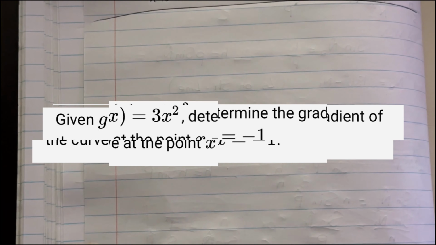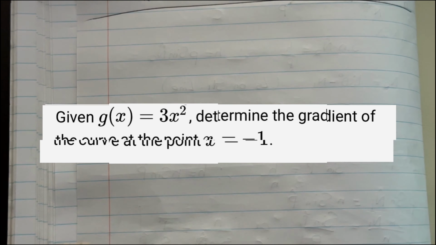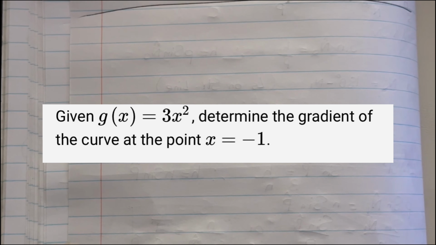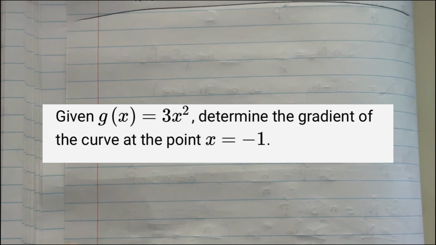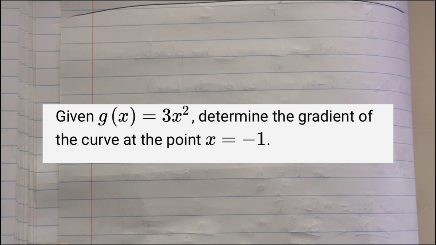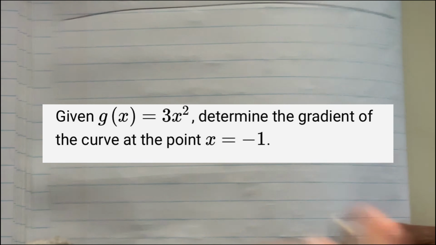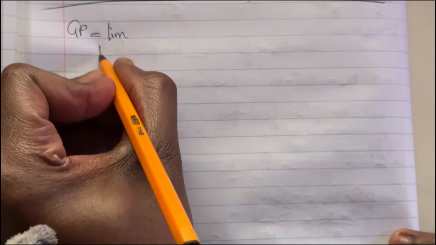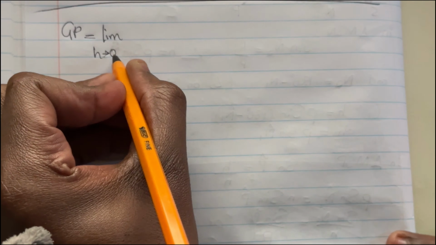Okay, guys, for this question, we are given that g(x) is equal to 3x squared. So they're asking us to determine the gradient of the curve at the point x equals -1. So the first thing you want to do is write down the formula for the gradient at a point. Gradient at a point is given by the limit as h approaches 0.